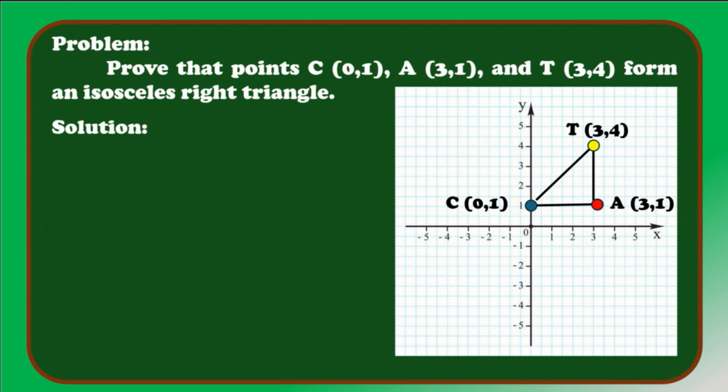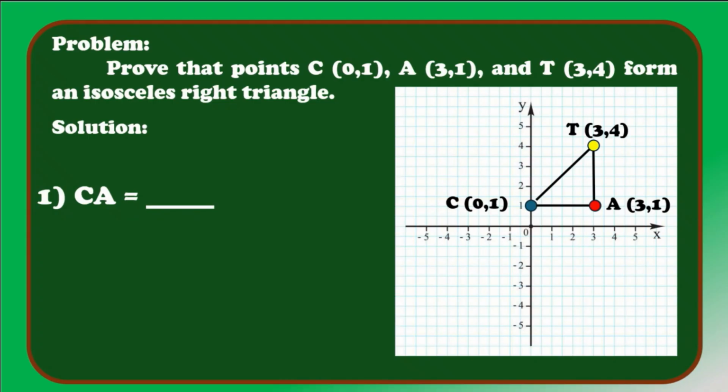Now, in order for us to conclude whether it is an isosceles right triangle, we should first obtain the distances, or the sides, of the formed triangle. We're going to identify the distance of side CA, side AT, and the last side, which is side TC. Okay, let's solve number 1.